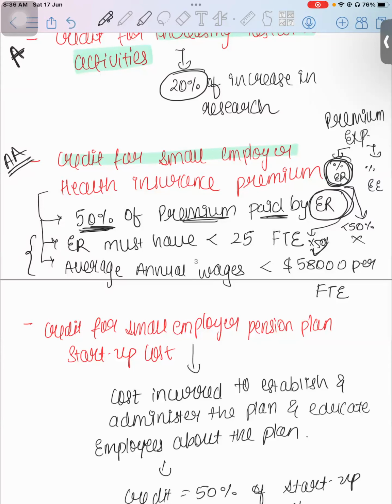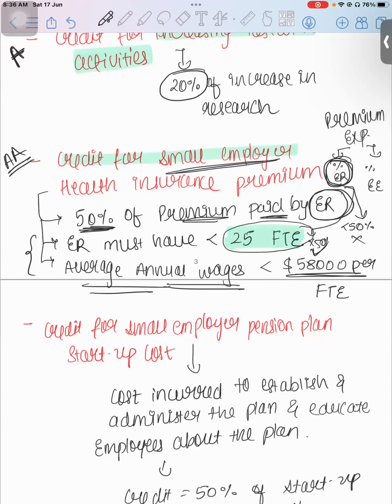Employer should have less than 25 FTE. FTE means full-time employees. They should be less than 25 full-time employees in their organization. Then only they will be called a small employer for the health insurance premium credit. A small employer is one who has less than 25 FTE, and all the full-time employees have average annual wages of less than 58,000.